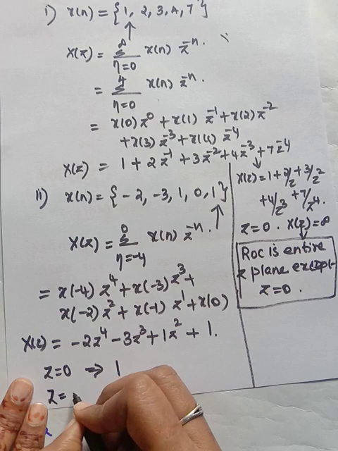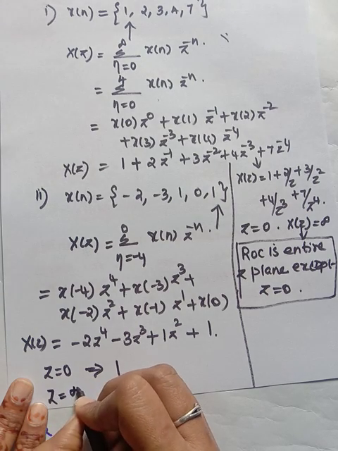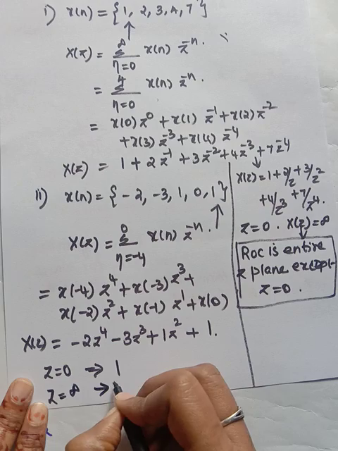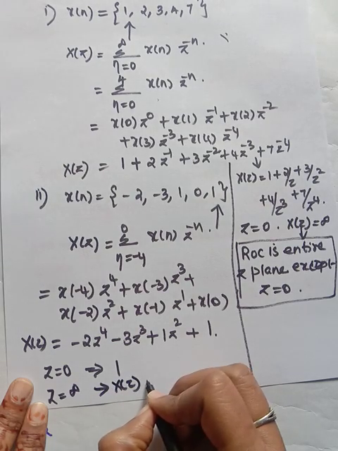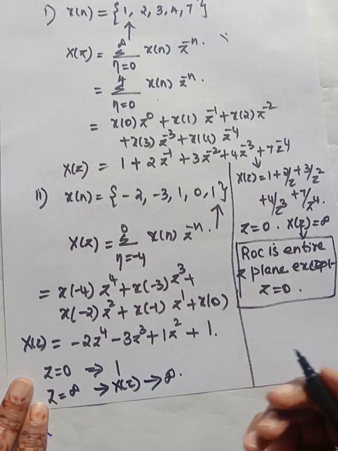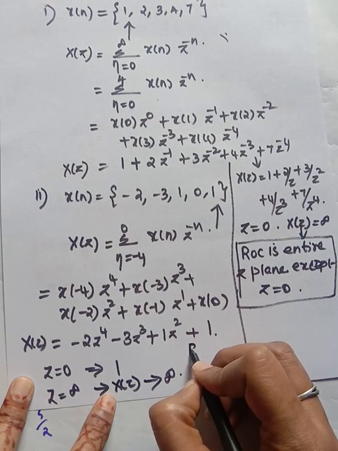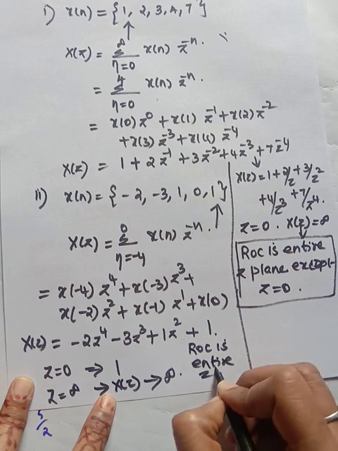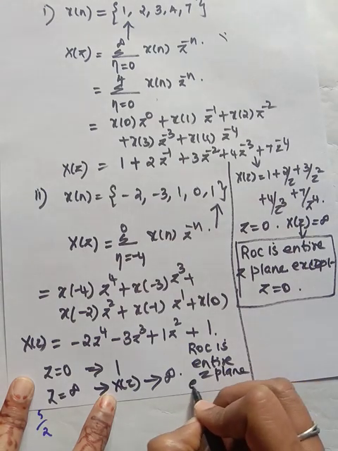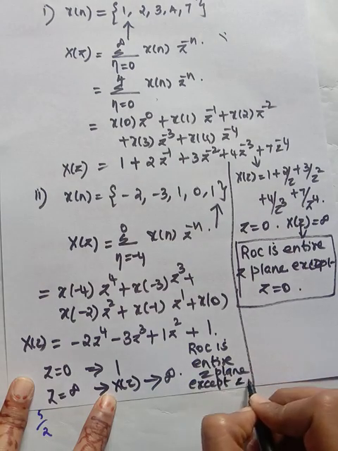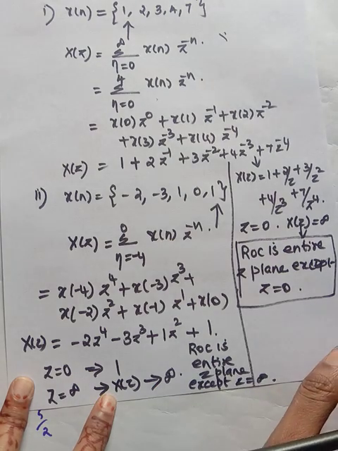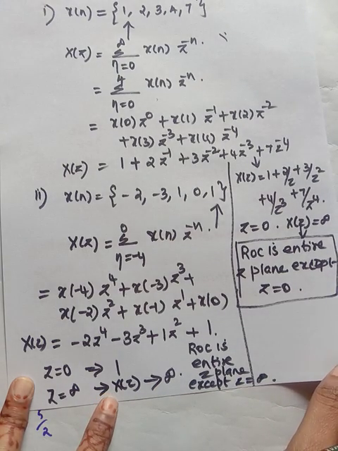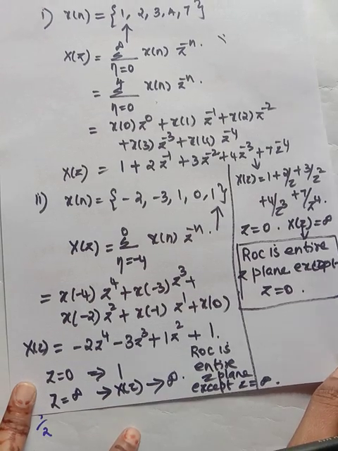Now when I substitute z equal to infinity, what will it give? X of z will become infinity. So here you need to write that the region of convergence is the entire z plane except z equal to infinity. Like that you need to find the region of convergence for this problem.